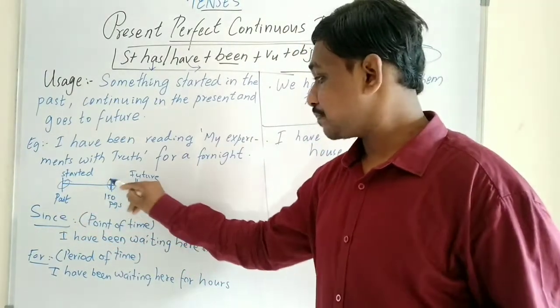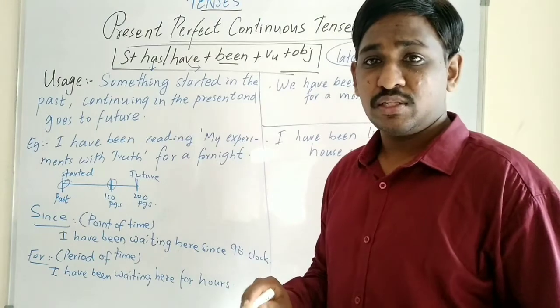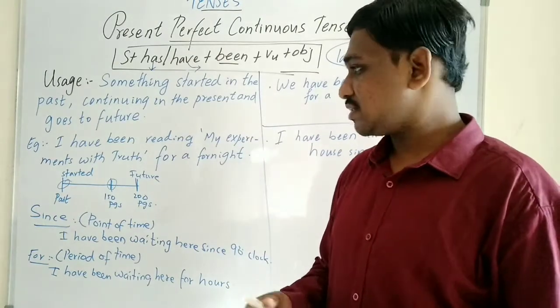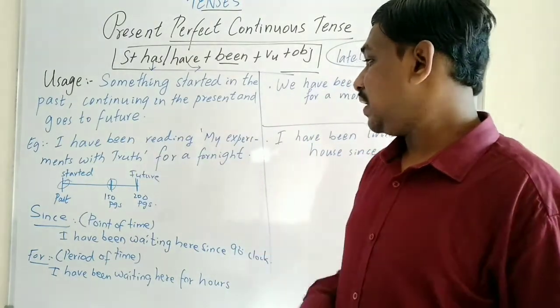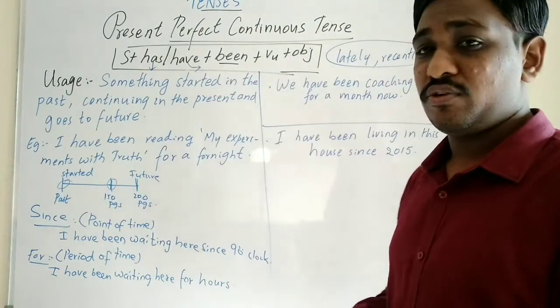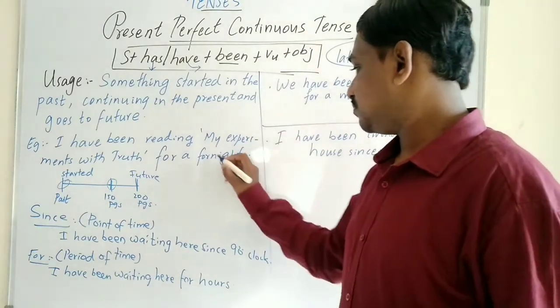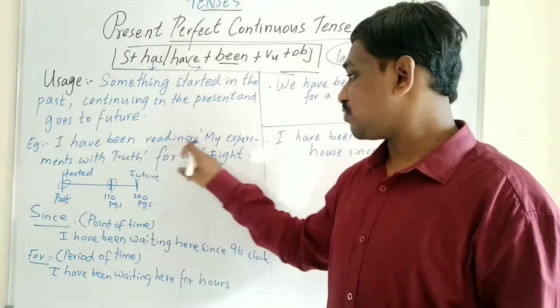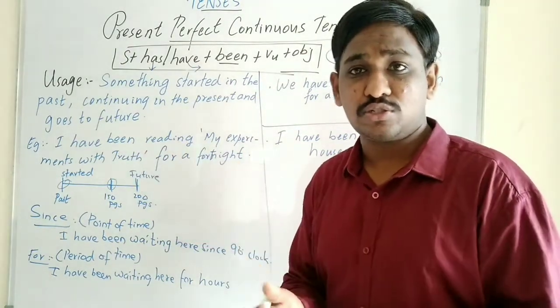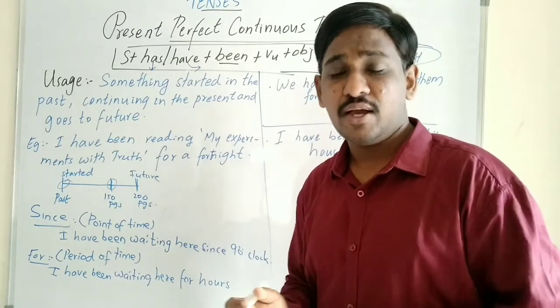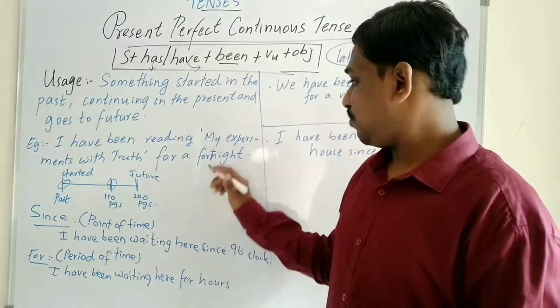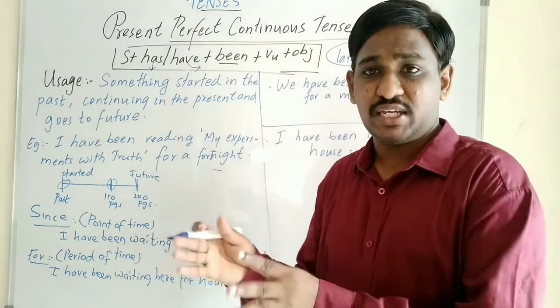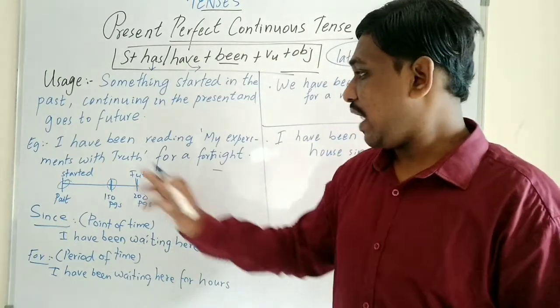Now you are here, and it will go to the future also. So it will be evident through one of the examples. I have been reading My Experiments with Truth for a fortnight. So here, My Experiments with Truth is the autobiography of Mahatma Gandhi. Fortnight means 14 days or 15 days, half a month. So, I have been reading.